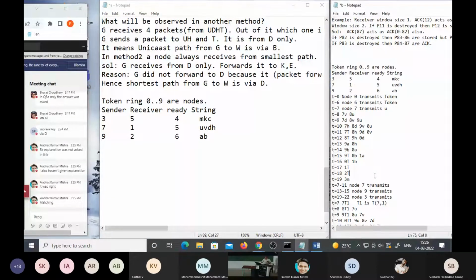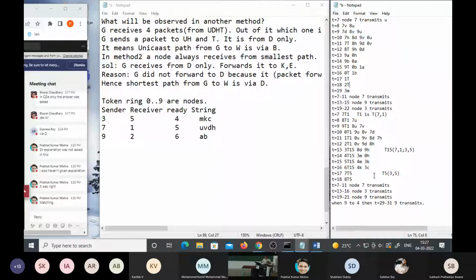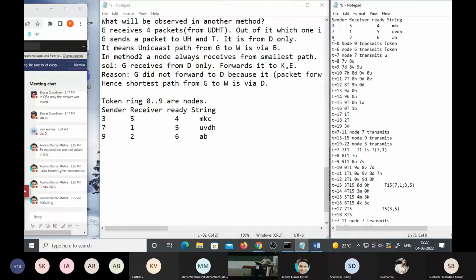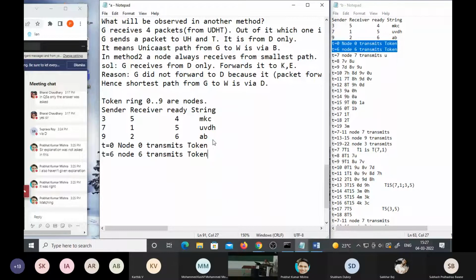Now, let us see the best method of transmission. Now, 0 to 9 are connected in a ring. They are connected in a ring.